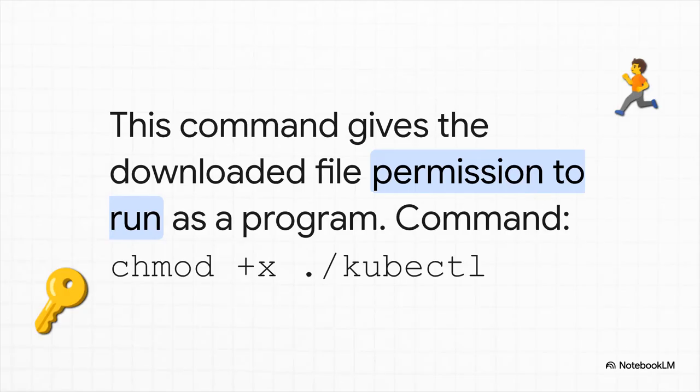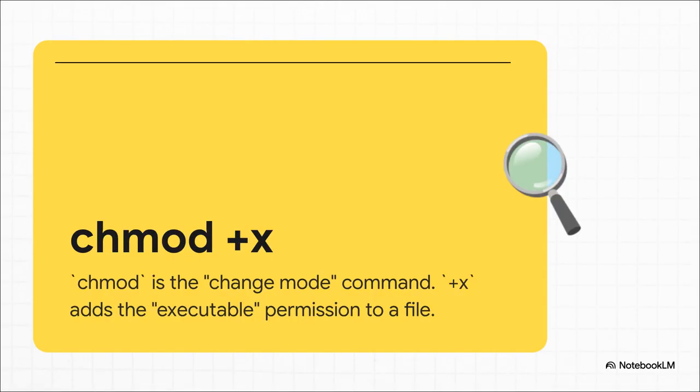Great, so the file is downloaded, but we can't run it yet. See, by default, your system is pretty cautious for security reasons. It won't let you run downloaded files as programs. This little command here, chmod +x, is what flips that switch and tells the OS, yep, this one's a program, let it run. Let's zoom in on that for a second.